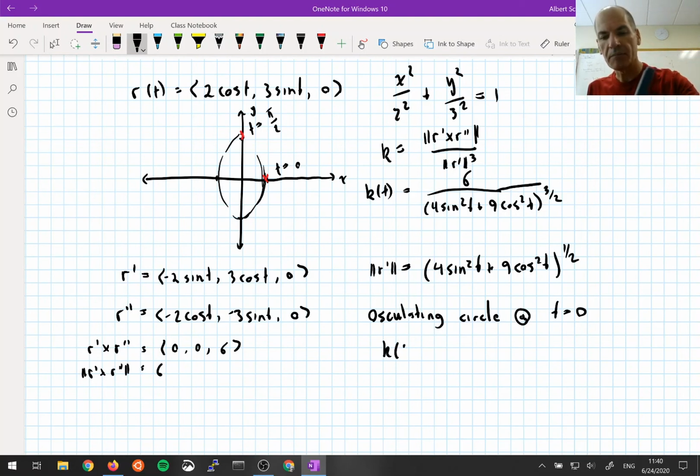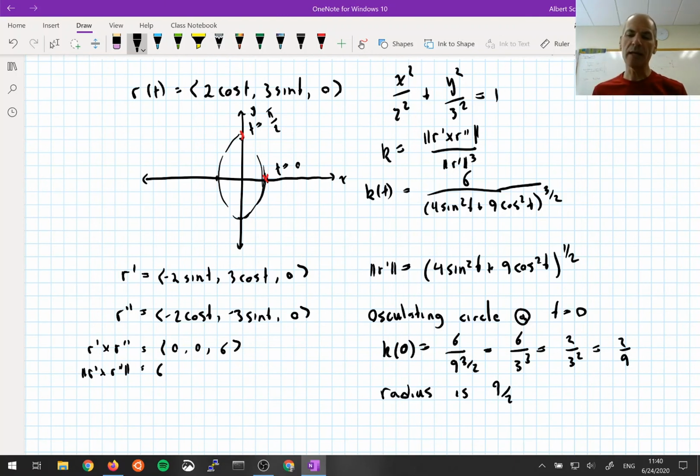What's kappa there? Kappa of 0. We plug 0 in for t here, and we get 6 over 9 to the 3 halves. 9 to the 3 halves is really just 3 cubed, so that's 2 over 3 squared, or 2/9. And so the radius is 9/2. Okay, so we know that the radius of this osculating circle is 2.5.